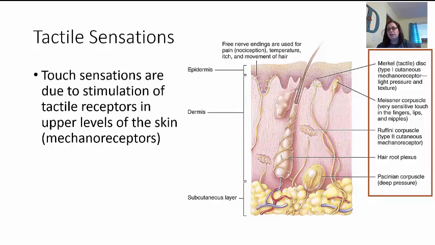Now, in this picture over here, you're going to notice that this is very similar to what you saw in the skin chapter. You saw that we have the epidermis, the dermis, and the subcutaneous layer, and there are different levels in this layer of skin where you're going to find different neurons, and they're labeled here. You have the Merkel disc, the Meissner corpuscle, the Ruffini corpuscle, the hair root plexus, which is the nerve that's wrapped around the hair root, and then you have the Pacinian corpuscle, that's for the deeper part. You can see that they're located at different levels, and that they have different structures. So let's take a look at these.